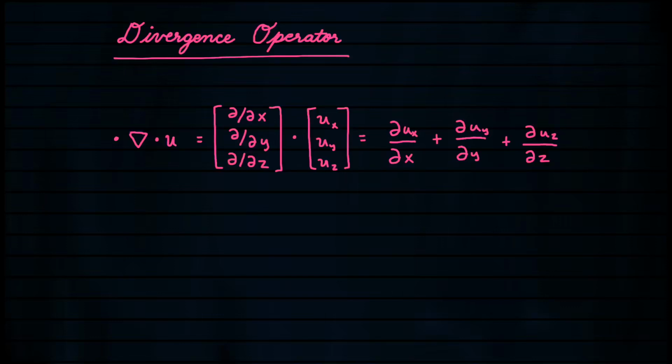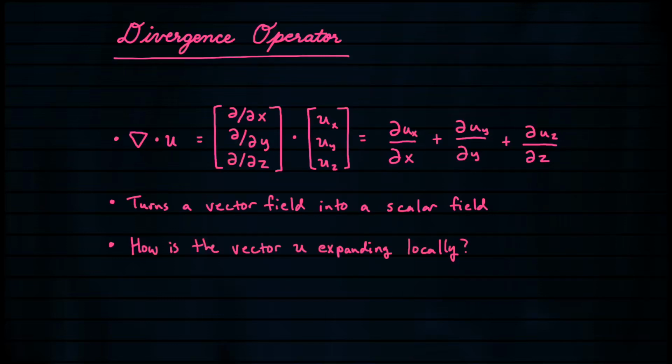So the reason we would like to do this is we might have a vector field that we want to convert into a scalar field. And you can see that this does that. We have a scalar as an output for this divergence operator. For fluids, we might want to find out how this vector u is expanding locally. And this is an important concept.